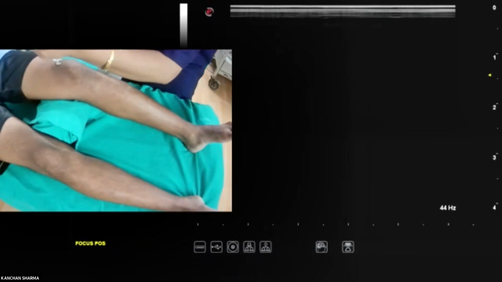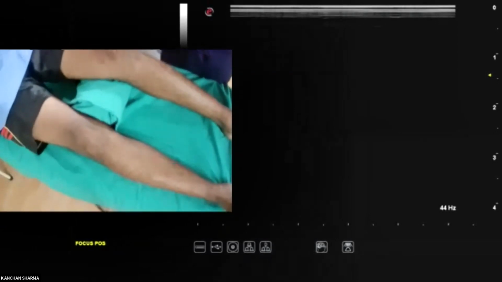Now we are going to put the gel. See how I'm holding the probe. This is very, very important. Let me lift the camera a little bit so that you are able to see. Now, how is the quadriceps tendon coming? These muscles will be forming the tendon. Okay, let me remove this hand. I'll show you from here.